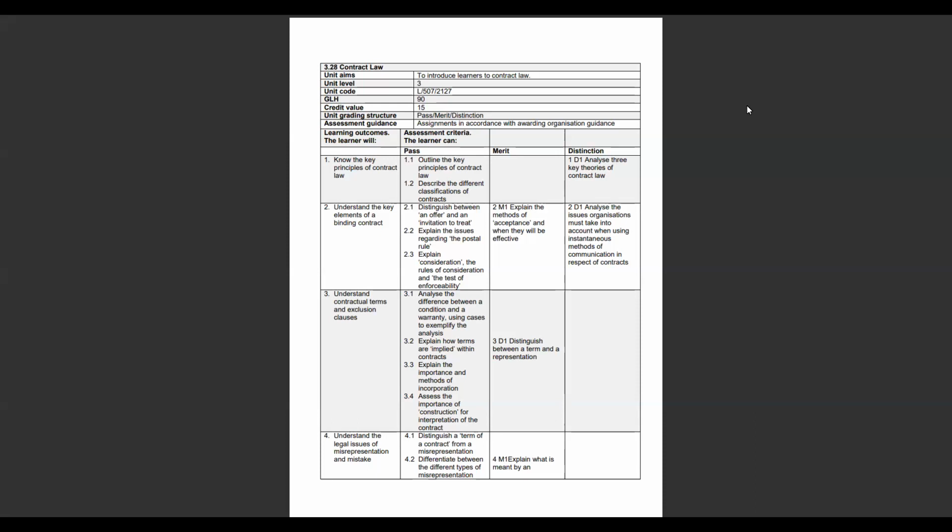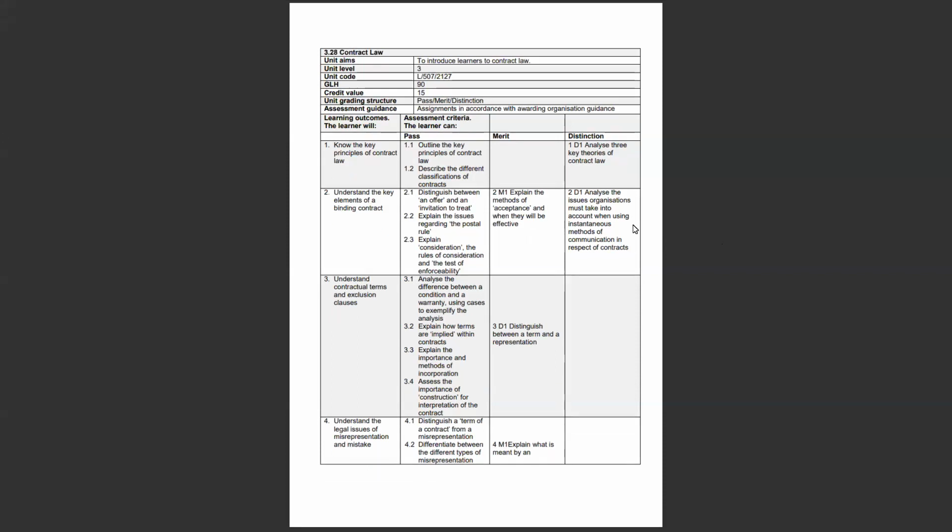We'll be looking at the assignment discussion area in regards to the contract law, and also just a little bit on the module spec so that we have an idea of what we'll be doing in the assignment. So the unit is 15 credits. It's a pass, merit or distinction. And the assignment is in accordance with the organisation's guidance.